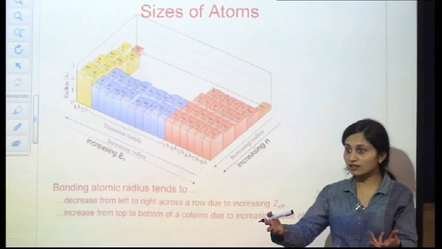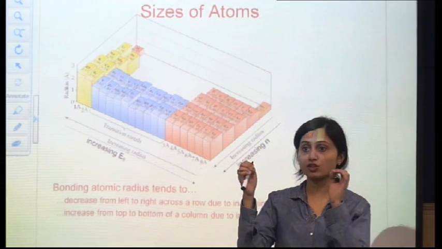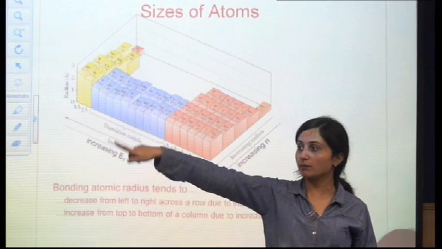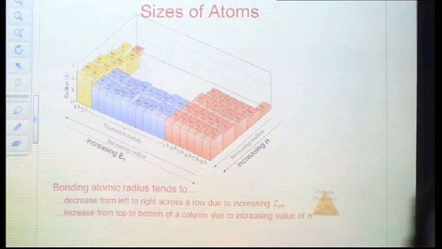वो तो मैंने learn करवाई दिया, because on going from top to bottom, you know that the size will increase because of addition of shell. I told you the behavior left to right across the period will be different. So why will it be different? Just quickly look at it. Let's compare the second period of lithium.